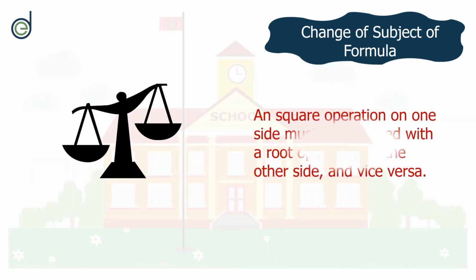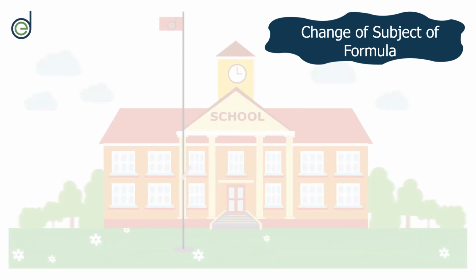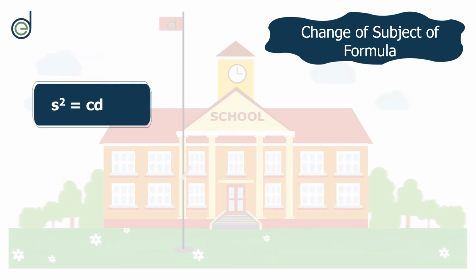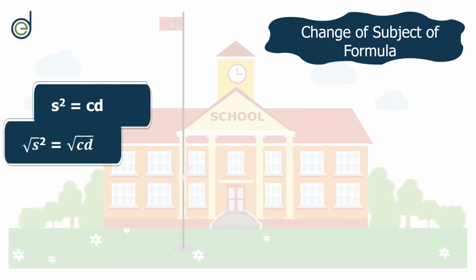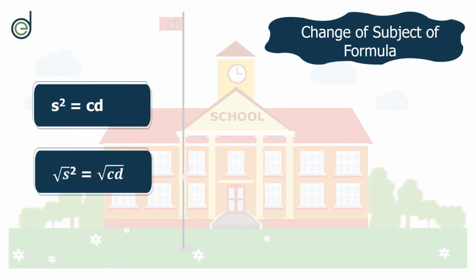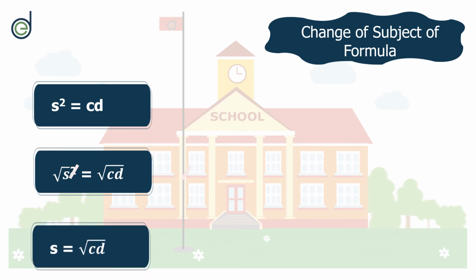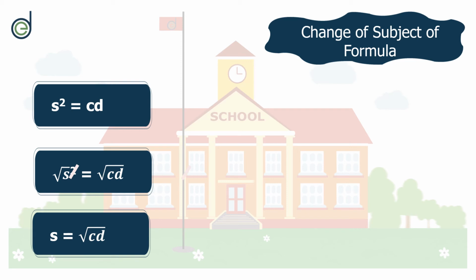And lastly, if the operation that relates the variable with other variables is a square operation, transfer the other variable over the equal sign and change the sign to root. For example, if S squared is equal to CD. To make S the subject, find the root of both sides. The root of S squared is S. The root simply cancels out the power, and so S becomes equal to the root of CD.